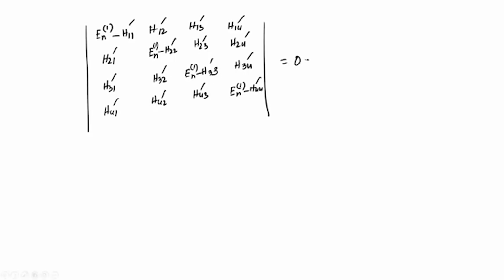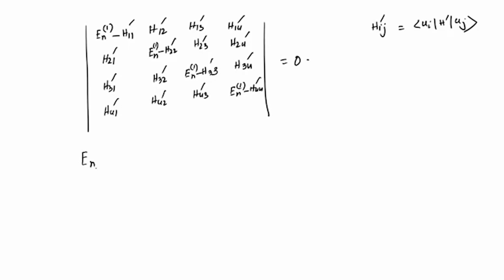This has to be equal to 0, and I hope you understand that Hij or this H prime Ij is nothing but Ui H prime Uj. So, that is the matrix elements of the perturbation term taken between the different degenerate eigenstates of the system. So, this has to vanish in order to give us these 4 energy corrections.